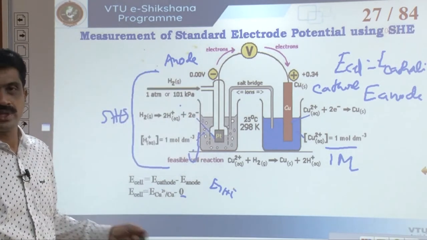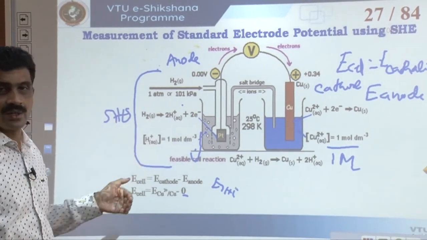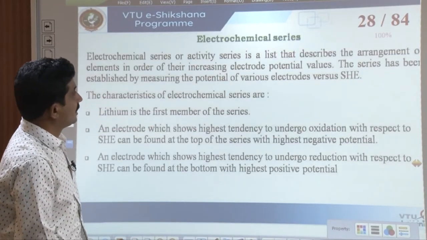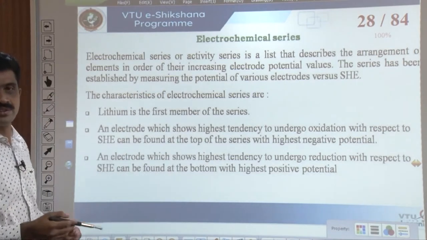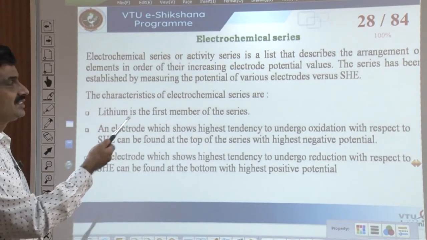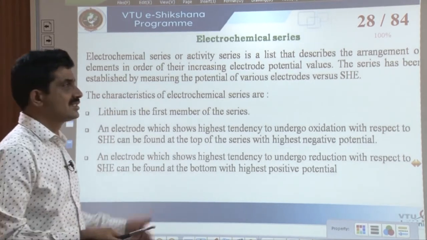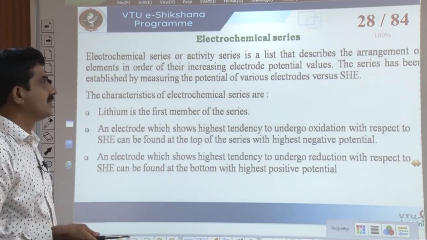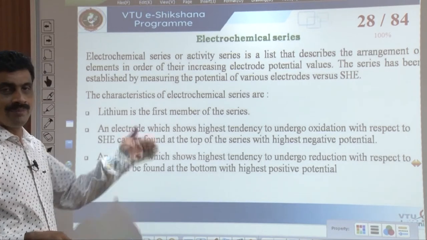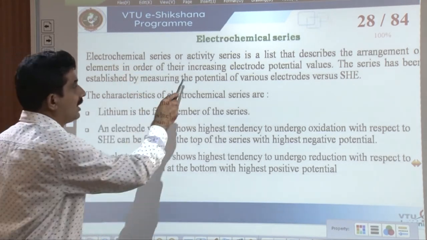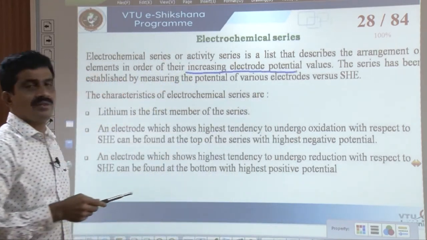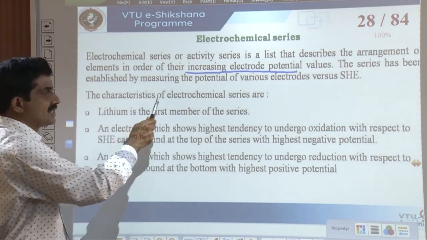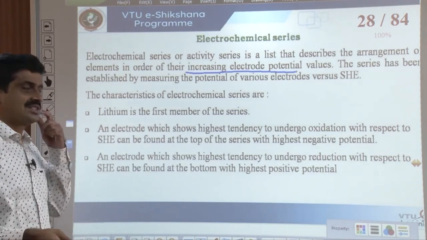This is how the electrode potentials of other electrodes are measured with the help of the standard hydrogen electrode, and that is nothing but the electrochemical series. The electrochemical series or the activity series describes the arrangement of elements in the increasing order of their electrode potential values. The metals are arranged in the increasing order of their electrode potential values. The series has been prepared by measuring the potential of various electrodes versus the standard hydrogen electrode.